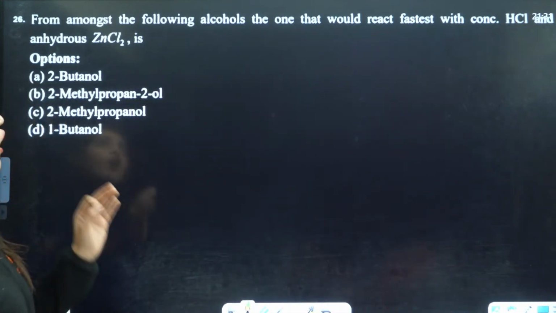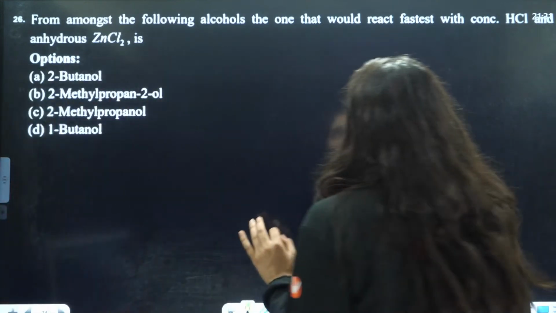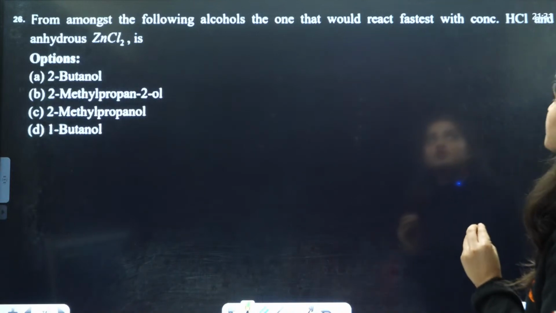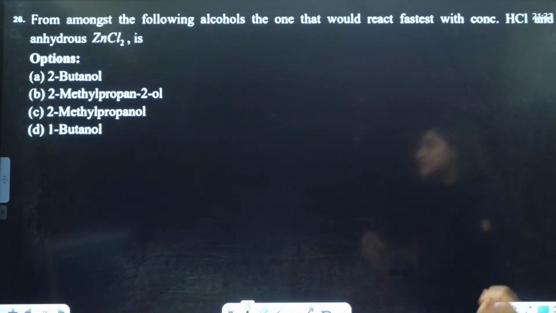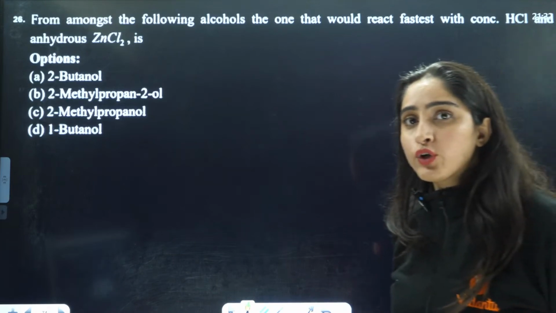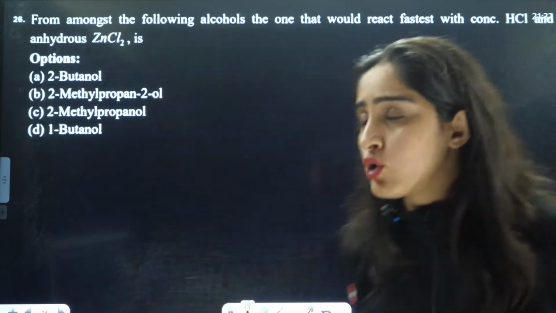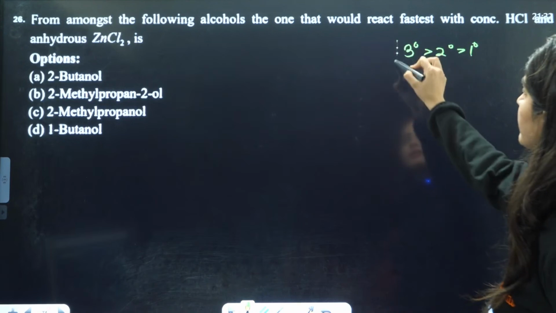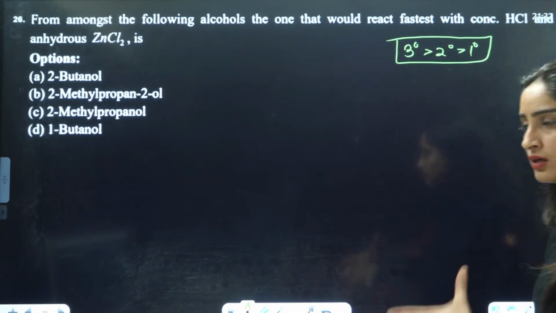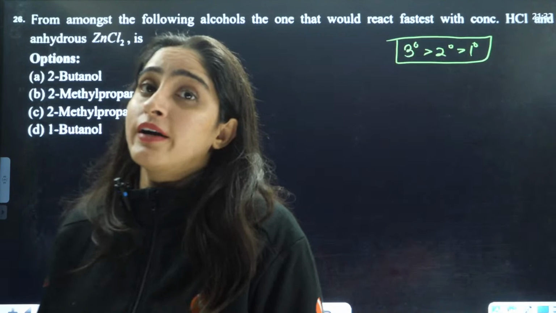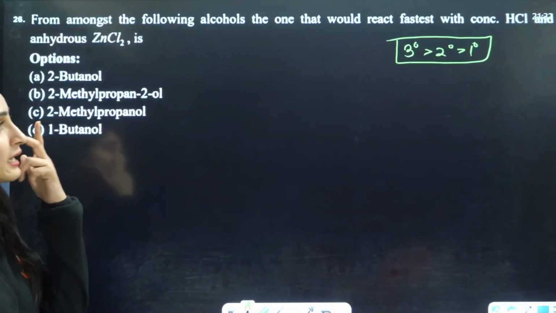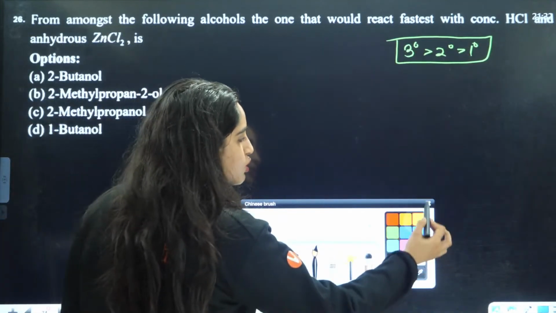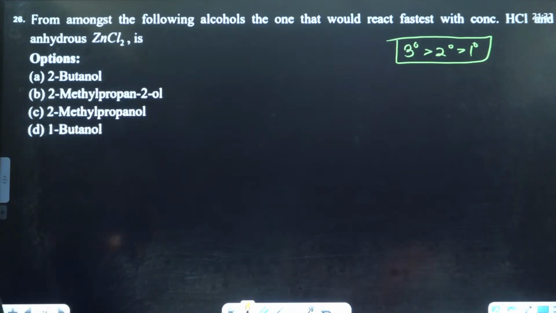Among the following alcohols, which one would react faster with concentrated HCl and anhydrous ZnCl2? This is based on the Lucas test. In the Lucas test, 3 degree reacts maximum, then 2 degree, then 1 degree. 3 degree alcohol reacts fastest. It forms turbidity really fast. Which of the following is a 3 degree alcohol? You need to tell me that.